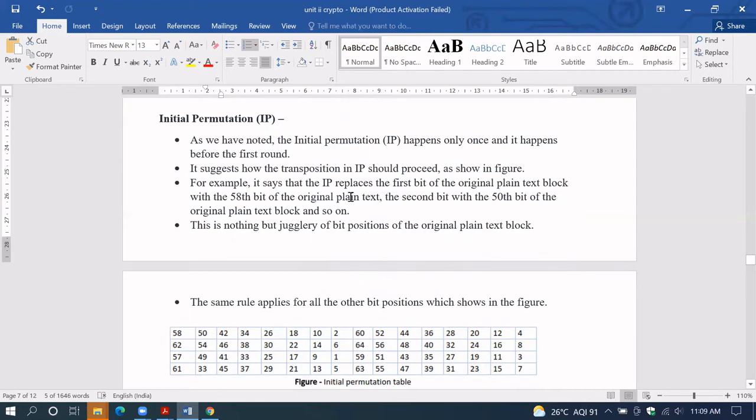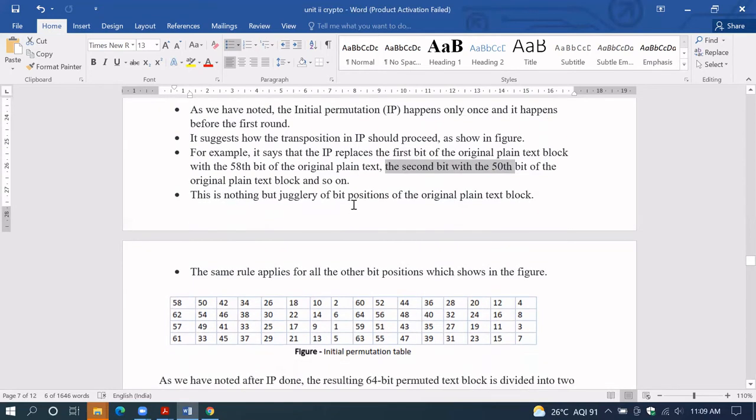Saying that the first bit of the original plain text is replaced with the 58th bit. The second bit is replaced with the 50th bit. That is the initial permutation taken in this DES algorithm.